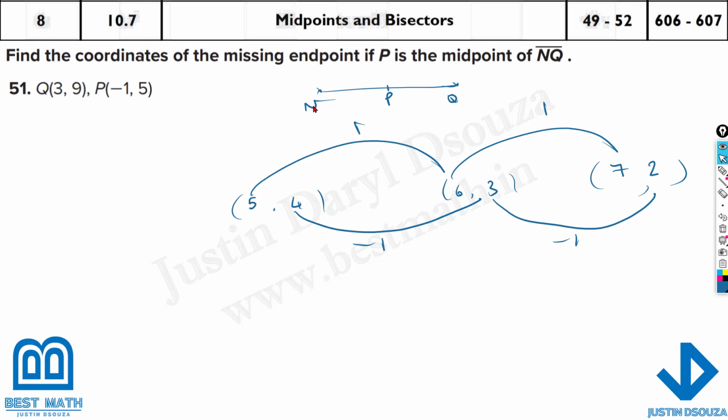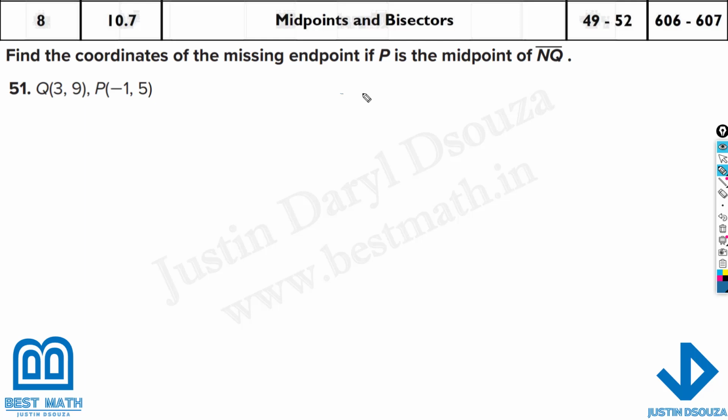Look here, it's not N. The other endpoint is given. Doesn't matter. It's the same method again. Just that we have P here and we have Q here. And then N. So we know Q is 3, 9. Midpoint is minus 1, 5.